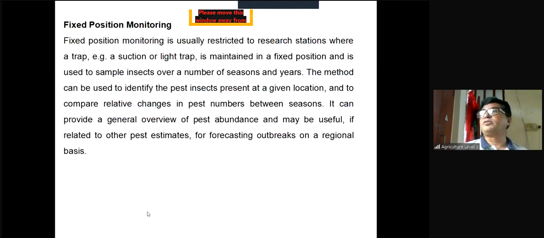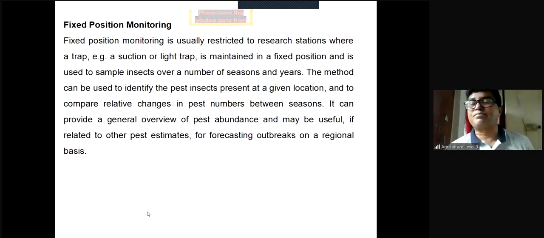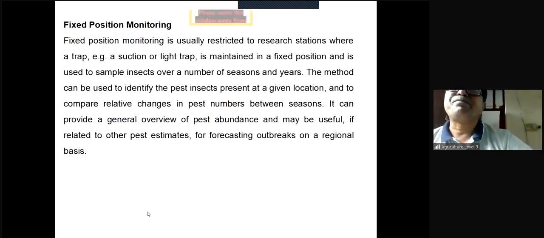Now, fixed position monitoring. What is fixed position monitoring? From the name, we can guess. When the monitoring is done from a fixed place, from a fixed position, this is called fixed position monitoring. This is usually done in the research area, research station.